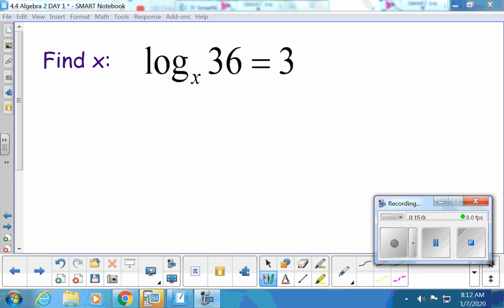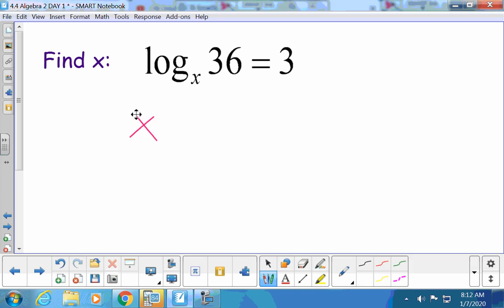Carson. To the third power equals 56. And then what would we do on both sides to solve this? Cube root each side. Yep.